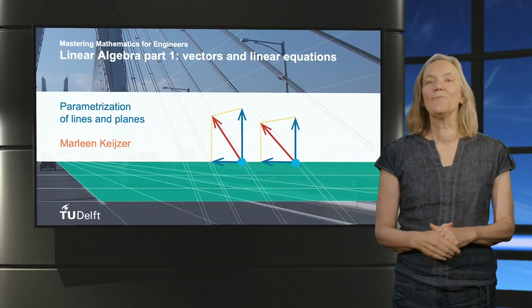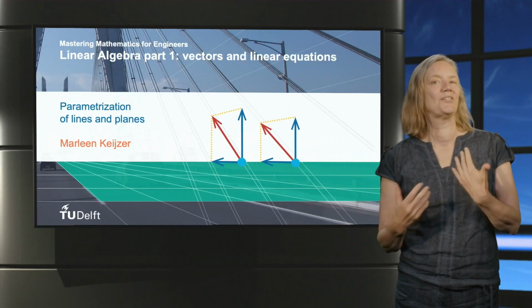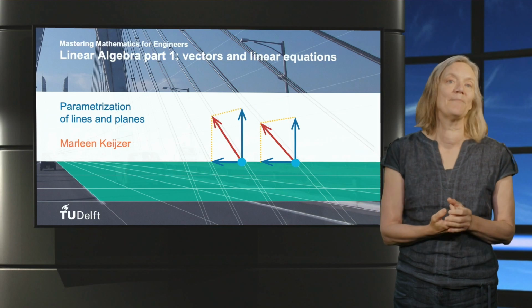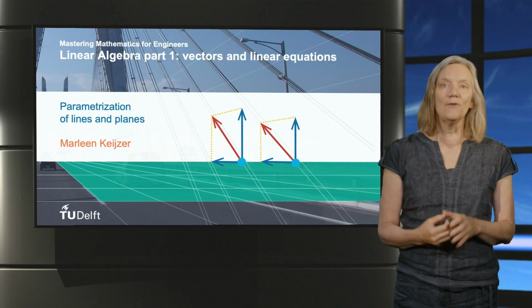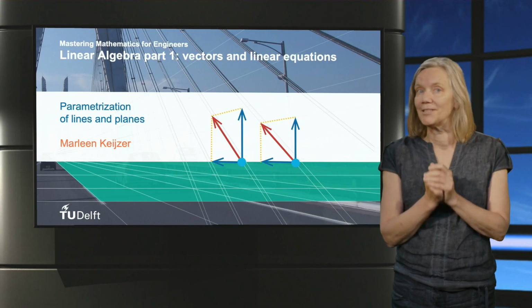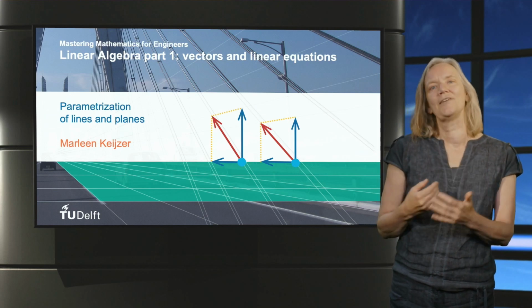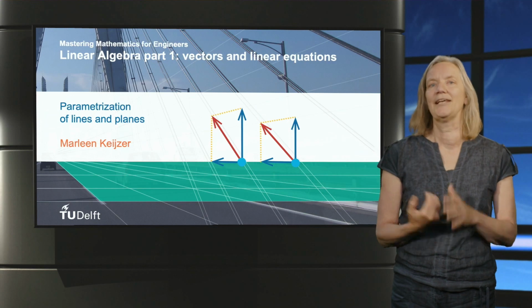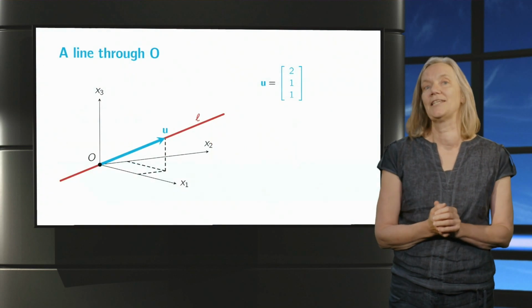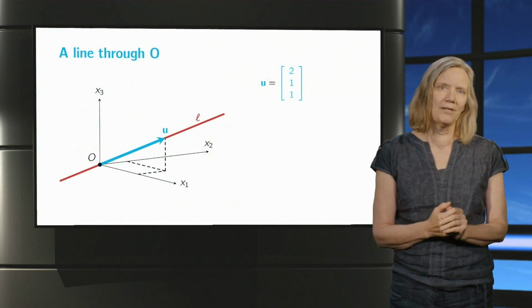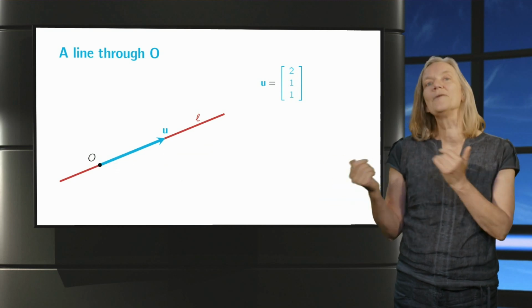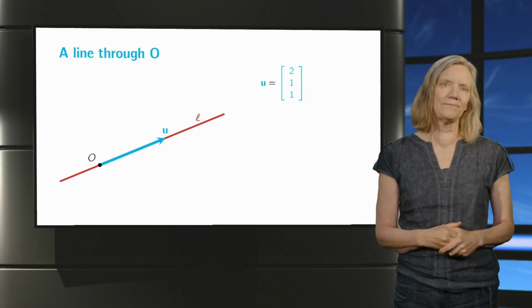When calculating with lines or planes, it is often convenient to describe them by their parameterizations. For a line, you need just one parameter, and for a plane, just two. Suppose we have a line L in R3. Line L goes through the origin and has the direction of vector u. We can simplify the figure by leaving out the x's.